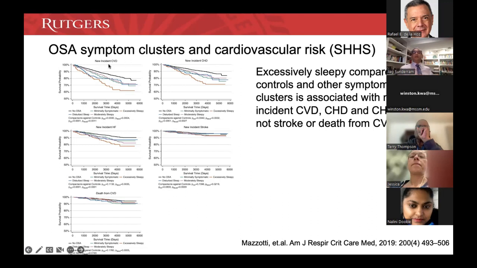Now, like I showed you, the AHI has never been able to show this. Both CVD and CHD and heart failure. However, it didn't show this for strokes or for death from cardiovascular disease. So they seem to show that the symptom cluster of excessive sleepiness may have something to do with risk for coronary artery disease.